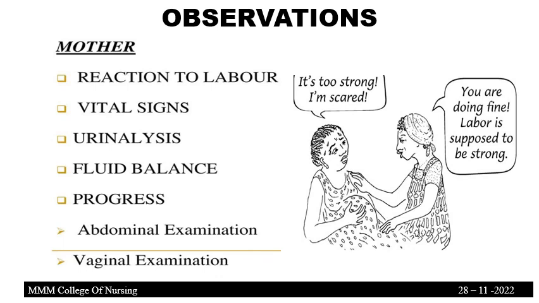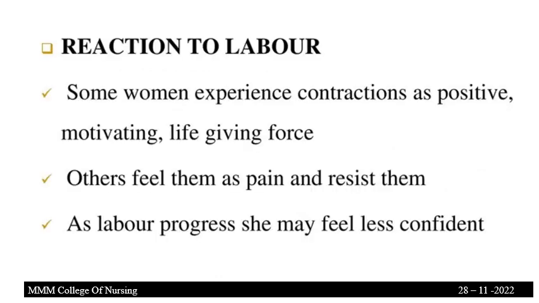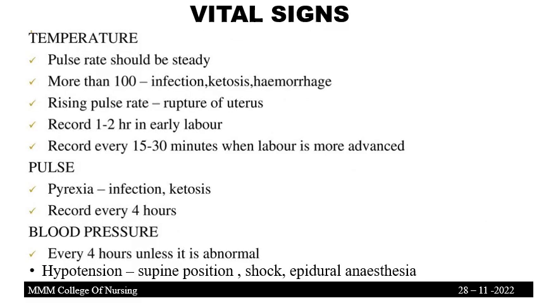Observation. So these are the observations to be done for the mother: how she is reacting to the labor, her vital signs, urinary analysis, fluid balance, and progress. Progress in the abdomen, progress in the vaginal examination. So reaction: some women may experience contractions as a positive, motivating and life-giving force. Others feel them as pain and resist them. As labor progresses, she may feel less confident.